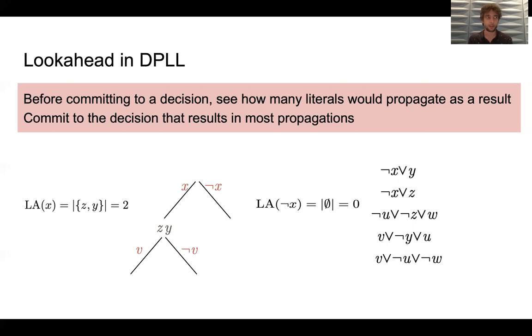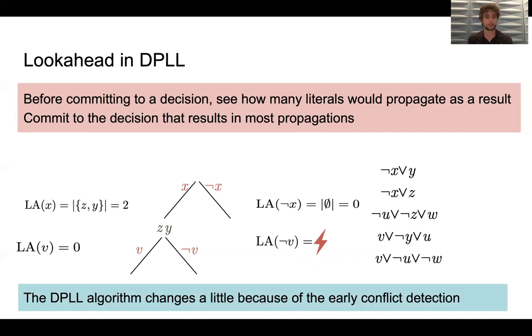We check v and not v, and now something quite interesting happens. For v we get no propagation, so the score is 0. For not v we instead get a conflict, the same conflict that we got before. And then we have to decide what to do with that. So the DPLL algorithm changes a little bit because of the early conflict detection that we have in it.